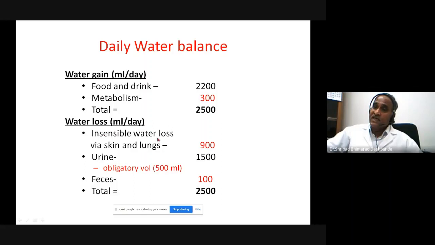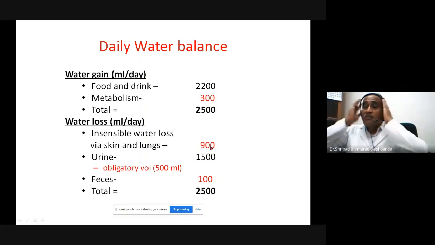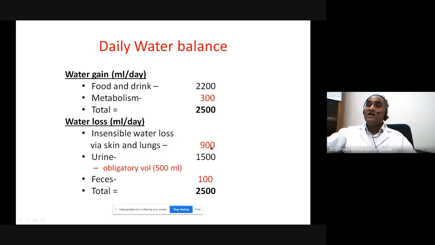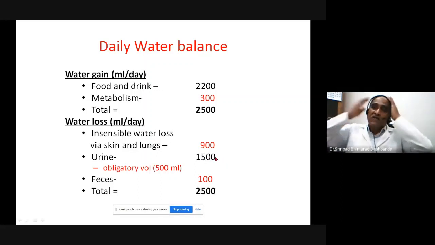The total loss by insensible water loss through the skin and lungs is about 900 milliliters. I have marked it red because we cannot avoid this. It is going to happen. Here also I have made metabolism red, because this is the product and it cannot be changed. Then we lose water by the kidney through the urine, and it is about 1500 ml or 1.5 liters per day. I am talking about the average.